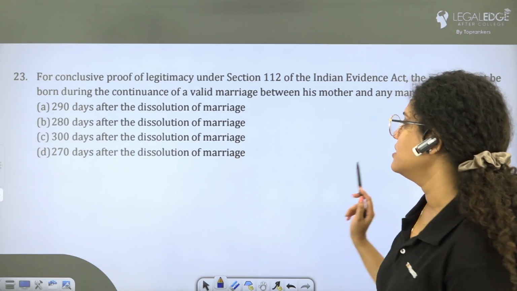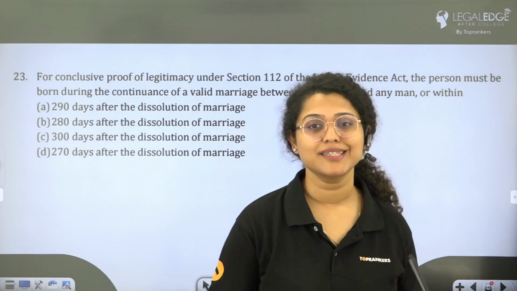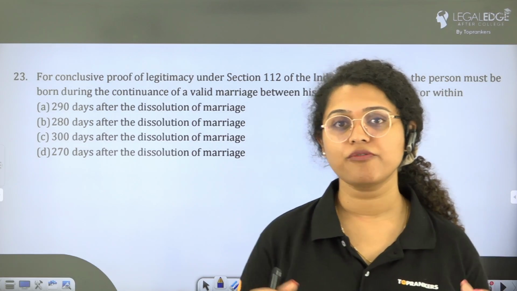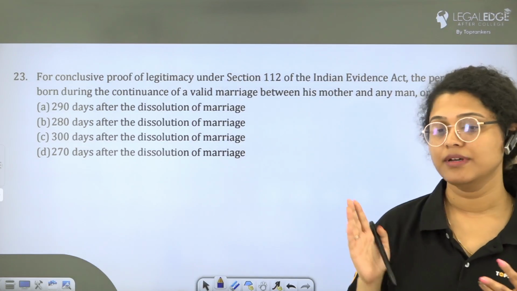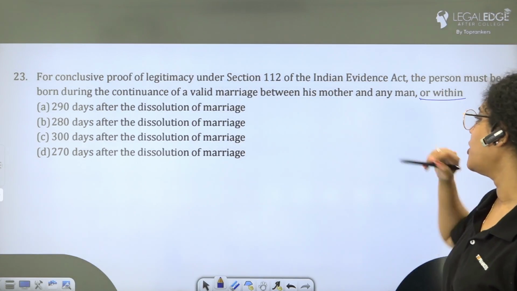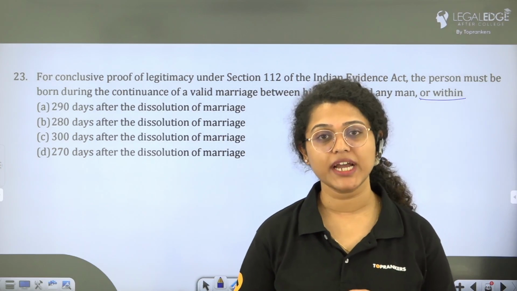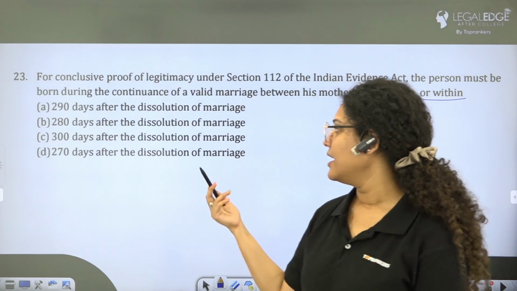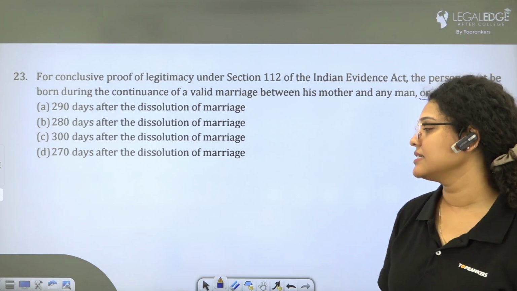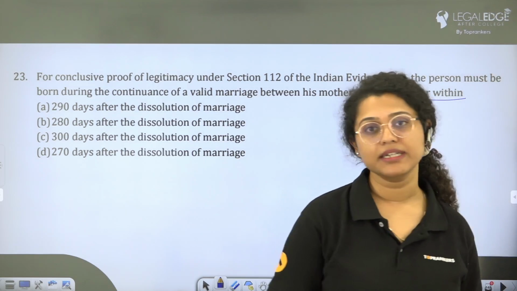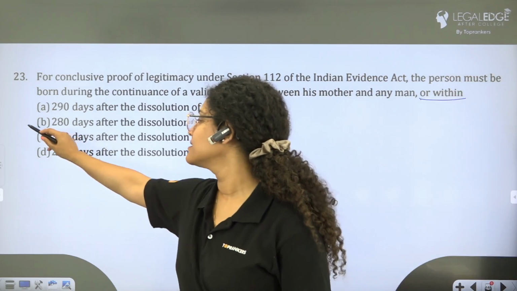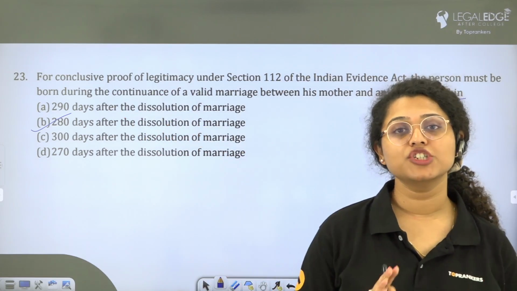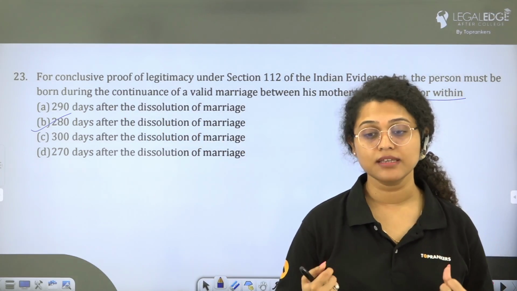For conclusive proof of legitimacy under section 112 of the Indian Evidence Act, the person must be born during the continuance of a valid marriage between his mother and any man, or within how many days? Within how many days should the child be born to be known as the child of the father? A, 290 days; B, 280 days; C, 300 days; and D, 270 days. The answer here is 280 days. Section number 112 specifically provides this period for creating this presumption.